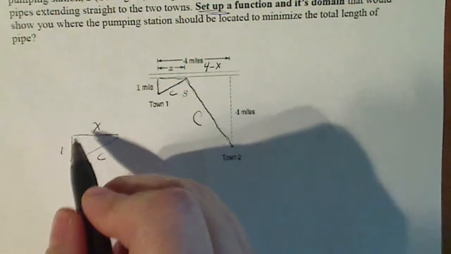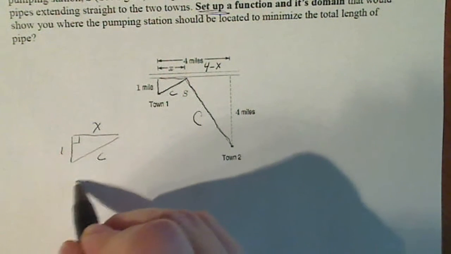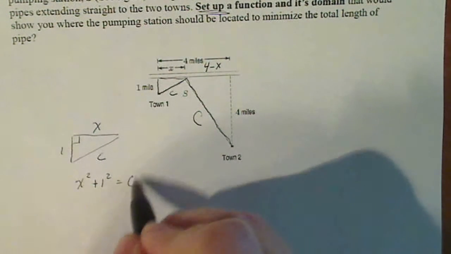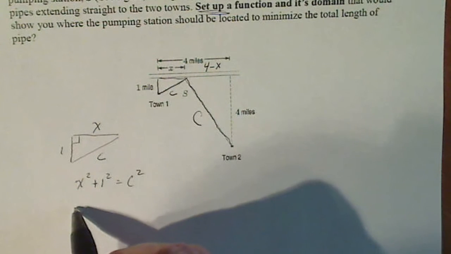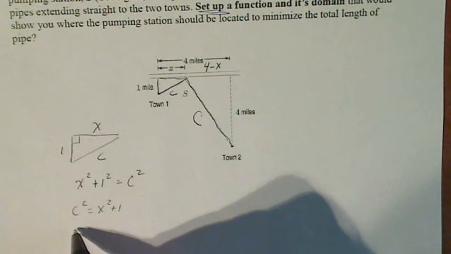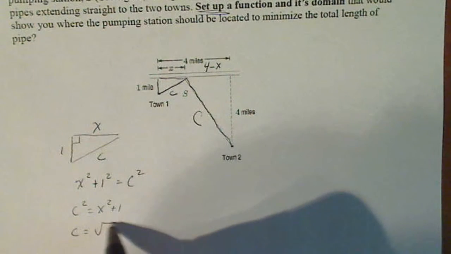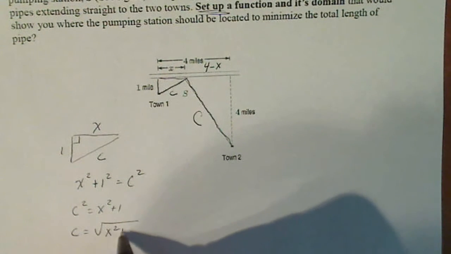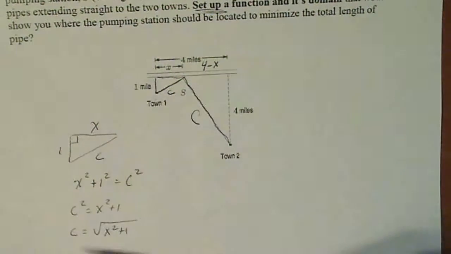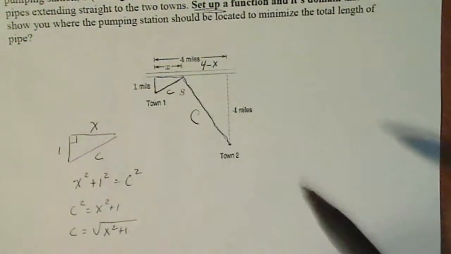Now that's a right triangle, so I know that the sum of the legs squared is going to equal the square of the hypotenuse. So that means c squared equals x squared plus 1. c is equal to the square root of x squared plus 1. The reason why I don't put plus and minus is because little c is representing a length. So that's the distance from town 1 to S in terms of that length there, x.